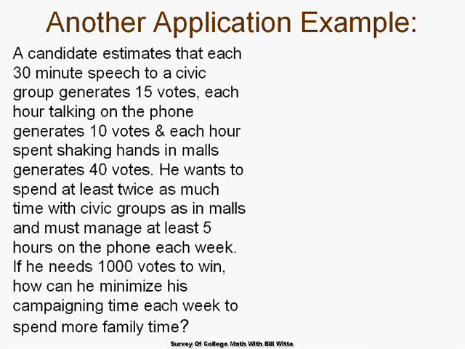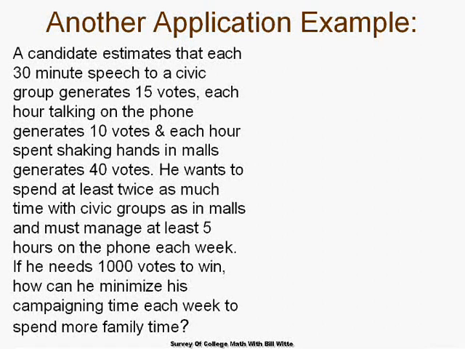He wants to spend, we have some constraints here, he wants to spend at least twice as much time with civic groups as in malls, because he is civic-minded, that's why he's running. And he has to manage at least 5 hours on the phone each week. If he needs 1,000 votes to win, of course he can get more than 1,000, that's okay, but he needs at least 1,000 votes to win. How can he minimize his campaigning time each week to spend more family time?